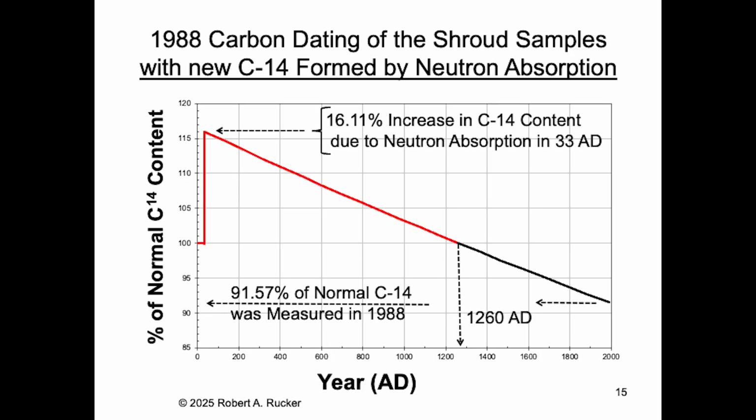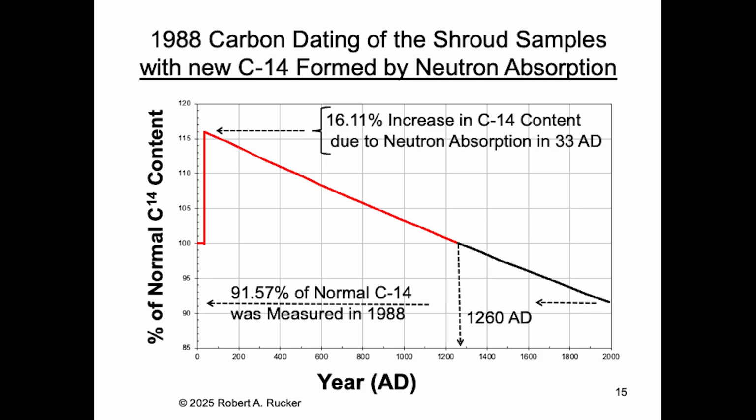But what I'm saying happened is this, that there was a burst of radiation at this point, including neutrons, that increased the carbon-14 content by 16.11% to change the date from 33 AD to a measured value of 1260. So that the carbon-14 then decayed, as is normal, to that point, so that they were only aware of the black area and not the red. So that's the difference in what they're assuming and what I'm assuming. Okay, got it?